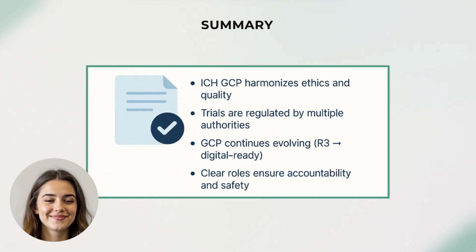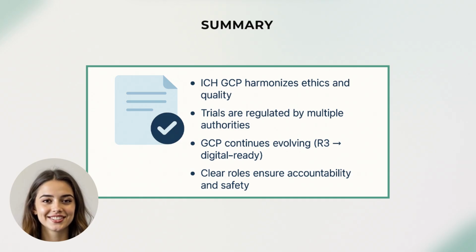Let's take a moment to pull everything together from today's session. We've covered quite a lot of ground, so this is your opportunity to mentally connect the dots and make sure the main ideas stick. ICH GCP as a unifying framework. At its core, ICH GCP is about harmonizing ethics and quality in clinical research. That means no matter where in the world a trial takes place, there's a shared set of principles protecting participants and ensuring that the data we collect is reliable. This global consistency is especially important now as multinational trials are becoming the norm rather than the exception.